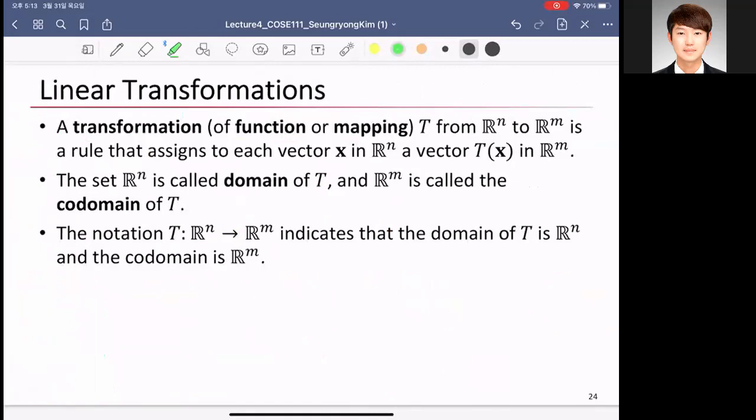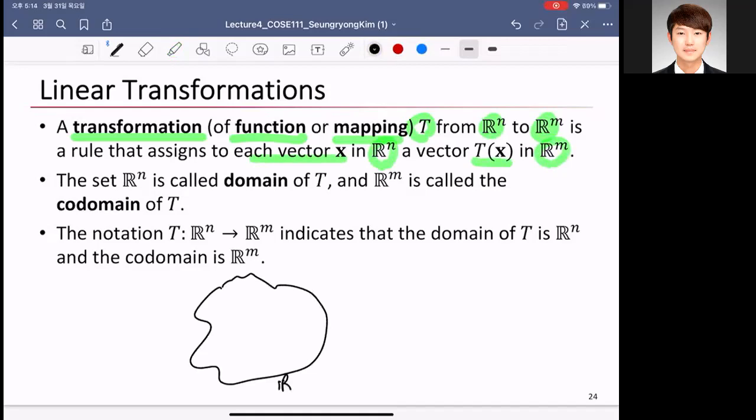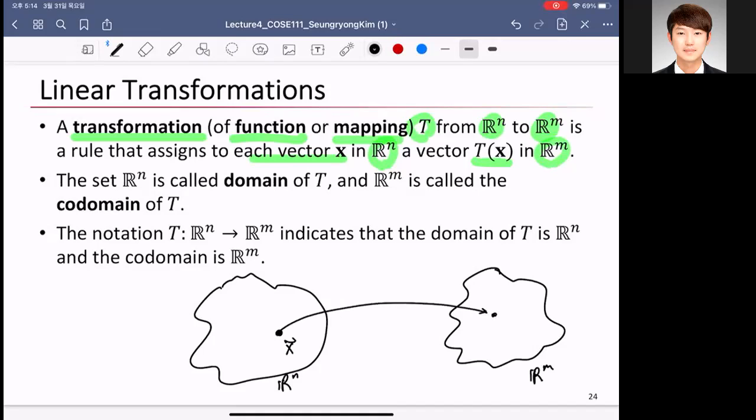So from now on, we will introduce the concept of transformation, which is also called a function or mapping, denoted by T from Rn space to Rm space. It is a rule that assigns each vector x in Rn space to a vector T(x) in Rm space. In other words, let's say this is Rn space, because if n is larger than 3 we can't draw anymore, so let's just draw it as a cloud like this. And let's say here is another space, Rm space. The transformation T is a function or mapping that assigns each vector x in Rn space to another vector T(x) in Rm space.